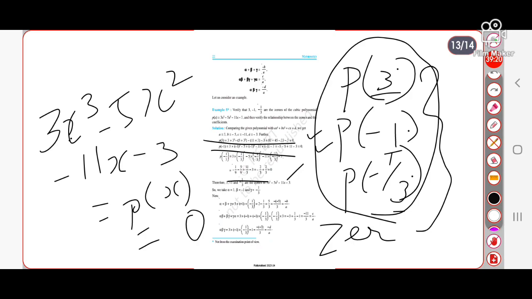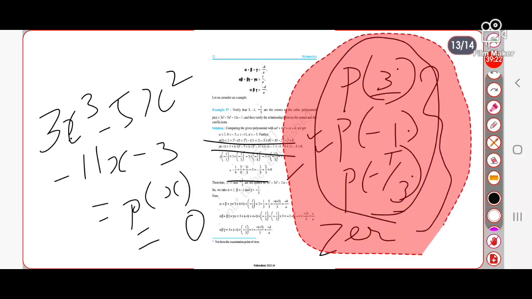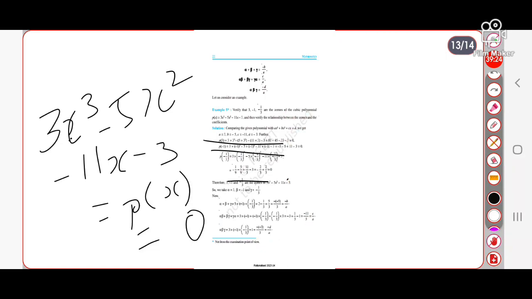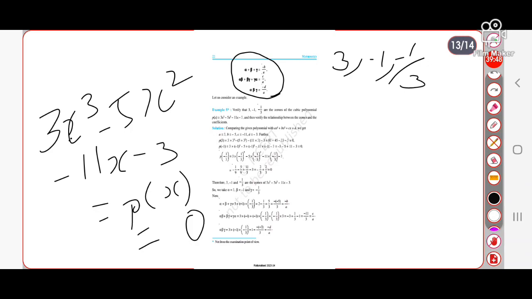Okay, but the question does not end here, right? The main thing that is to be analyzed in this question is coming now. What is that? Verify the relationship between the zeros. Again, the relationship for 3 zeros, the formula is given here at the top of this textbook itself. So the 3 zeros are 3, minus 1, minus 1 by 3, right? These are the 3 zeros. Let them individually be alpha, beta, gamma. We need to verify.